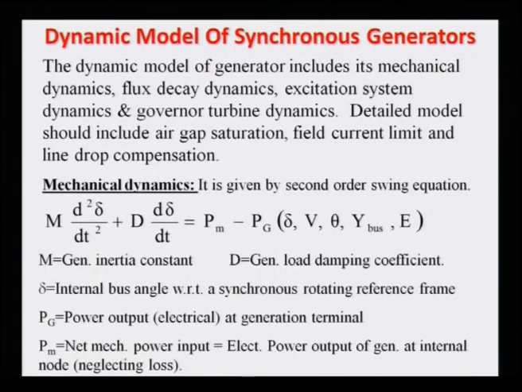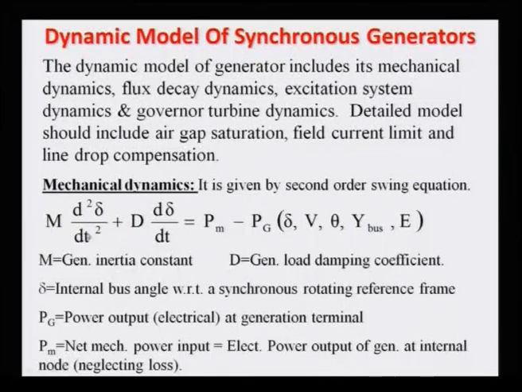The dynamic model of the generator includes its mechanical dynamics, its flux decay dynamics, excitation system dynamics, and governor turbine systems. The detailed modeling should also include air gap saturation, because we always work on the knee of the curve; whenever loading increases, saturation takes place. Field current limits should also be included, and sometimes we have line drop compensation techniques in our excitation system, which should also be taken care of.